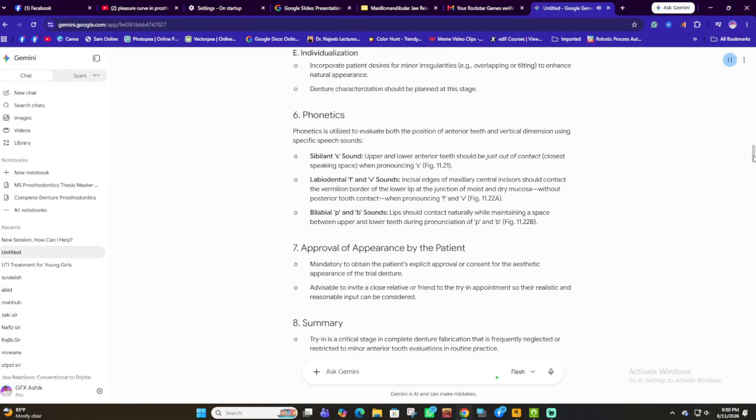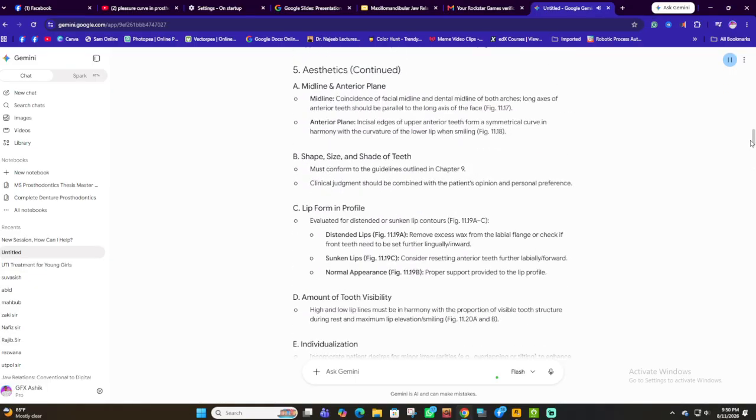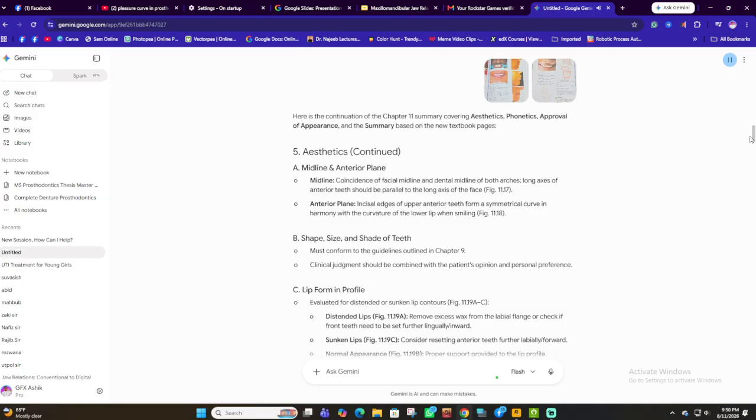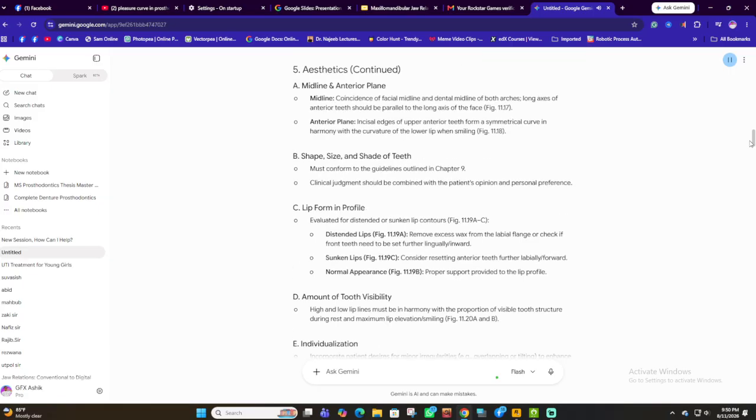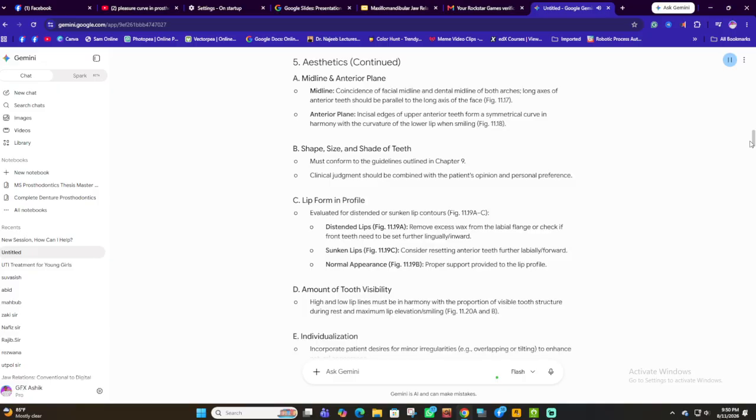Here is the continuation of the Chapter 11 summary covering aesthetics, phonetics, approval of appearance, and the summary based on the new textbook pages. 5. Aesthetics, continued: midline and anterior plane. Midline. Coincidence of facial midline and dental midline of both arches. Long axes of anterior teeth should be parallel to the long axis of the face. Fig. 11.17. Anterior plane. Incisal edges of upper anterior teeth form a symmetrical curve in harmony with the curvature of the lower lip when smiling.